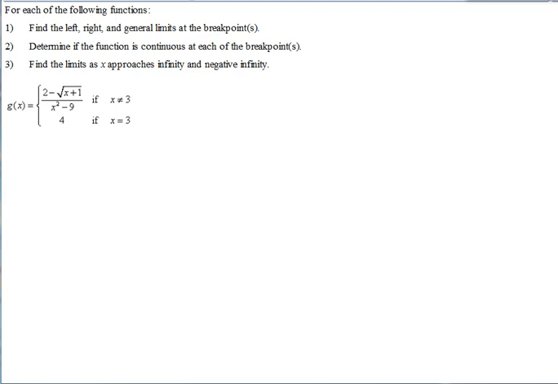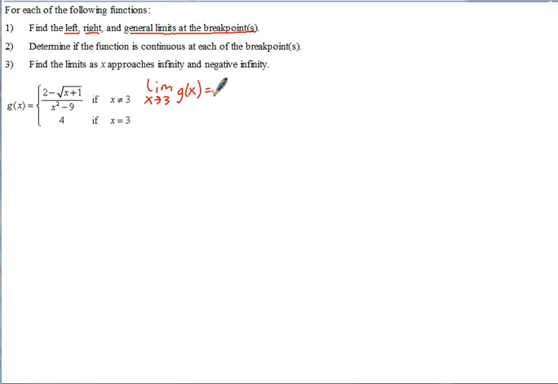So let's start with a piecewise function where this first piece applies everywhere except for 3, if x does not equal 3, and this piece applies only when x equals 3. So it says find the left, right, and general limits at the breakpoints. Well, on this type of piecewise function, because this applies everywhere but 3, it applies on both sides of 3, we can start with the general limit. So the limit as x approaches 3 of g of x.